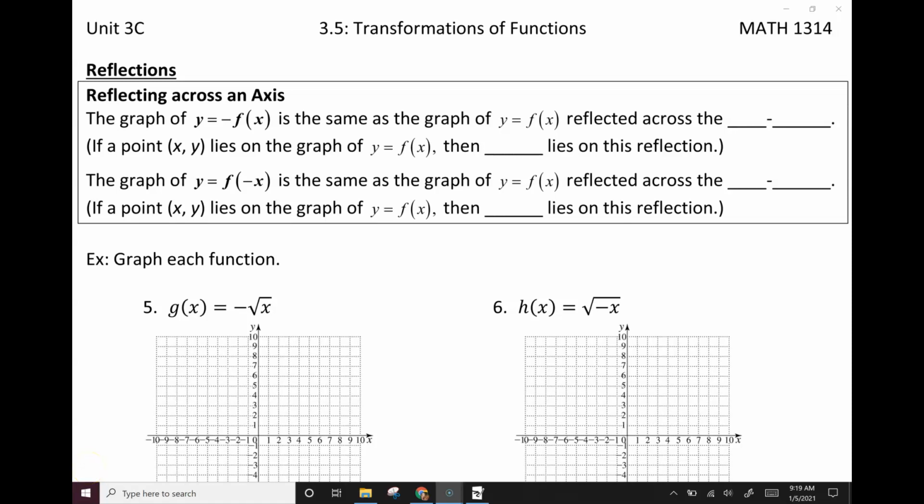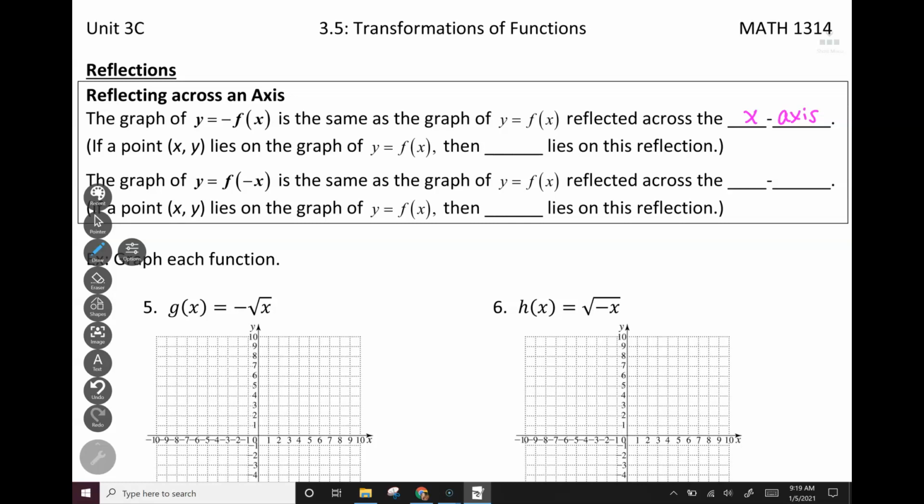All right, this is 3.5 part 2, continuing talking about transformations. Today's going to be all about reflections. So reflecting across an axis, the graph of y equals negative f of x is the same as the graph of y equals f of x, but it will be reflected across the x-axis.